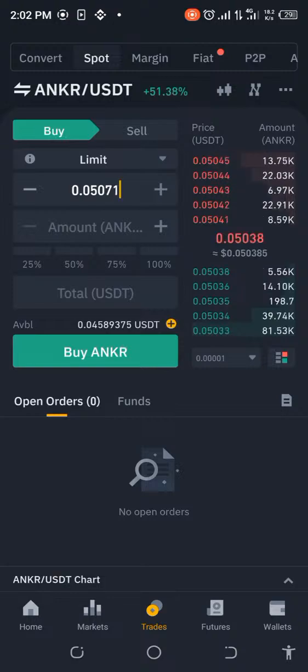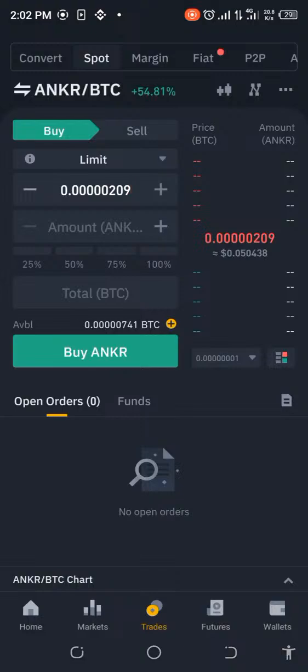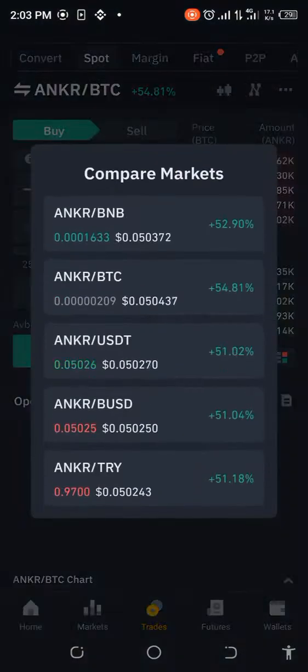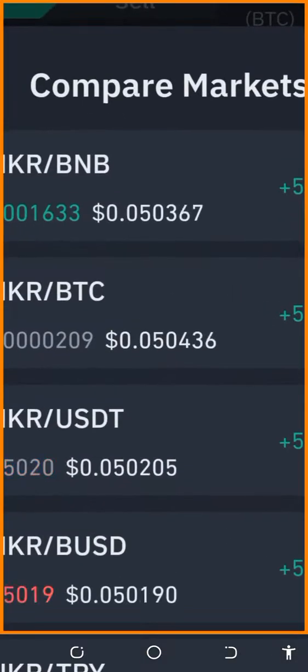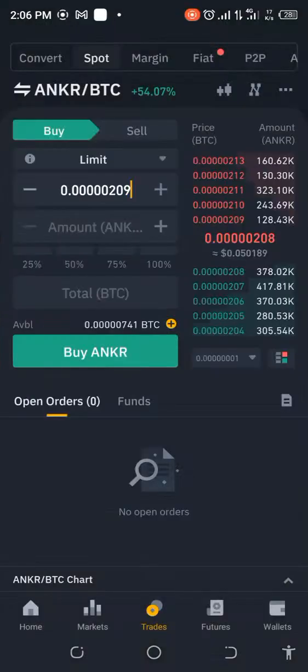Okay, so let's go to the compare markets and pick on BTC. Okay, let's check what it is because we want to make sure that we don't sell it at a loss. Okay, so it's currently on 0.504. I'm just going to wait a little for it to get to 0.510. Once it gets there, I'll be back to place my sell. See you shortly. Okay, so I'm actually back and I'm just going to put it on a sell limit.